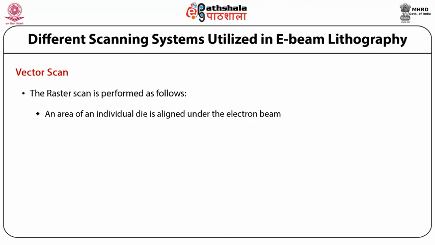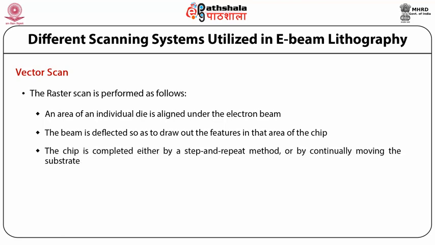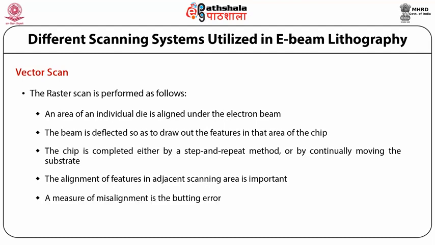First, an area of an individual die is aligned under the electron beam. Second, the beam is deflected so as to draw out the features in that area of the chip. Third, the chip is completed either by a step-and-repeat method or by continuously moving the substrate. Here, the alignment of features in adjacent scanning areas is also important. A measure of misalignment is termed the stitching error.